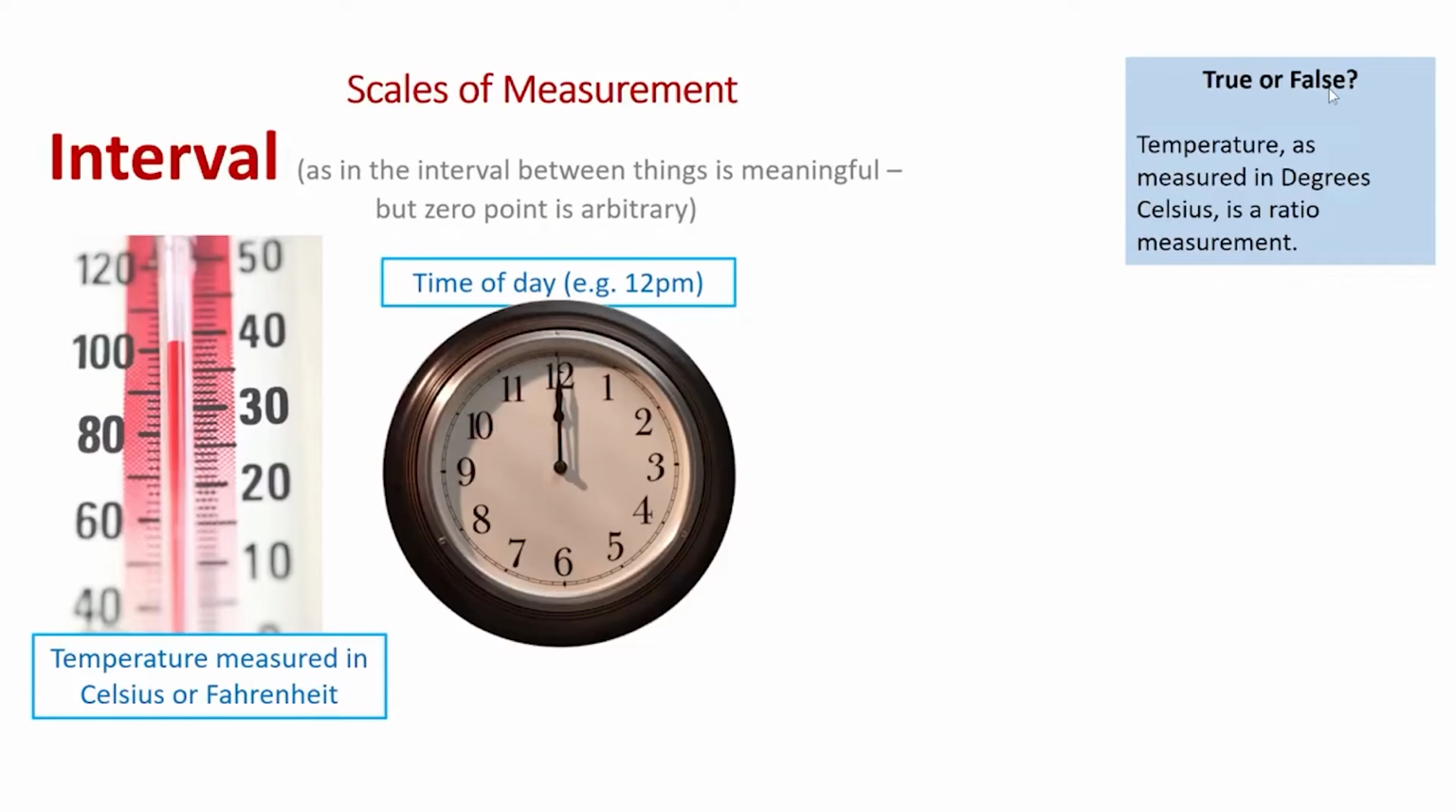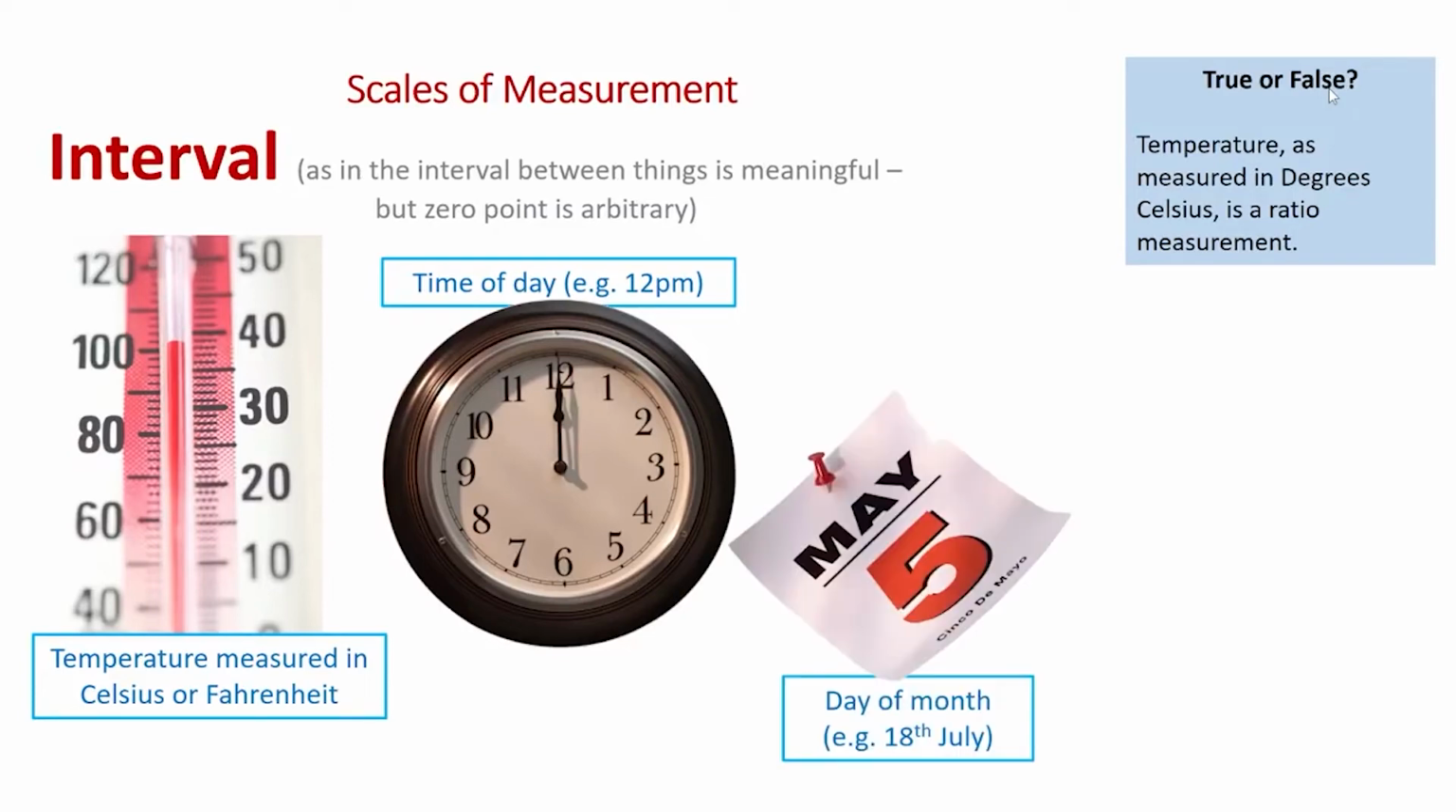Another example: time of day. It's an interval measurement, because it's meaningful to say that between 12 o'clock and 2 o'clock is 2 hours, and 2 o'clock to 3 o'clock is 1 hour. So the distance between points on the scale is meaningful, but there's no true 0 point. There's no point at which we say there's a complete absence of time here. Likewise with day of the month.